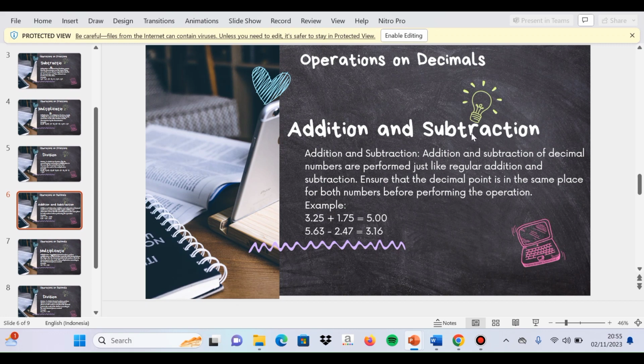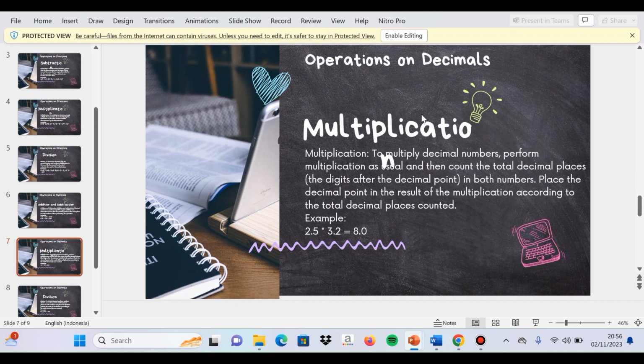Addition and subtraction. Addition and subtraction of decimal numbers are performed just like regular addition and subtraction. Ensure that the decimal point is in the same place for both numbers before performing the operation. Here is the example from addition and subtraction from operation on decimal.